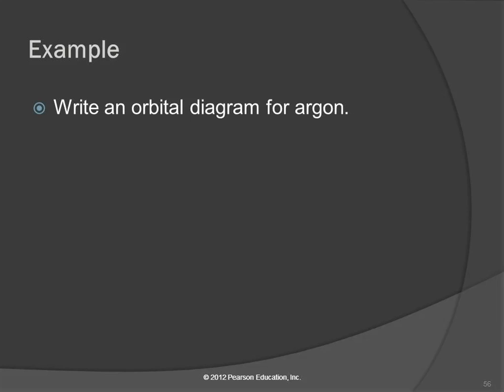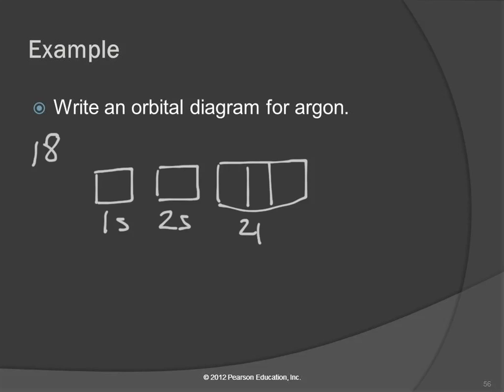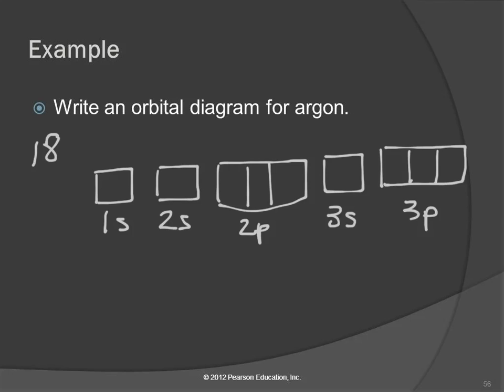Orbital diagram for argon. So argon has 18 electrons. So there's the 1s, and there's the 2s. And the 2p has 3 boxes. And next comes the 3s, and then the 3p. So 18 electrons will go 1, 2, 3, 4, 5, 6, 7, 8, 9, 10, 11, 12, 13, 14, 15, 16, 17, 18. And that's the order in which they fill. So any of the elements that are smaller than argon, you just stop sooner.